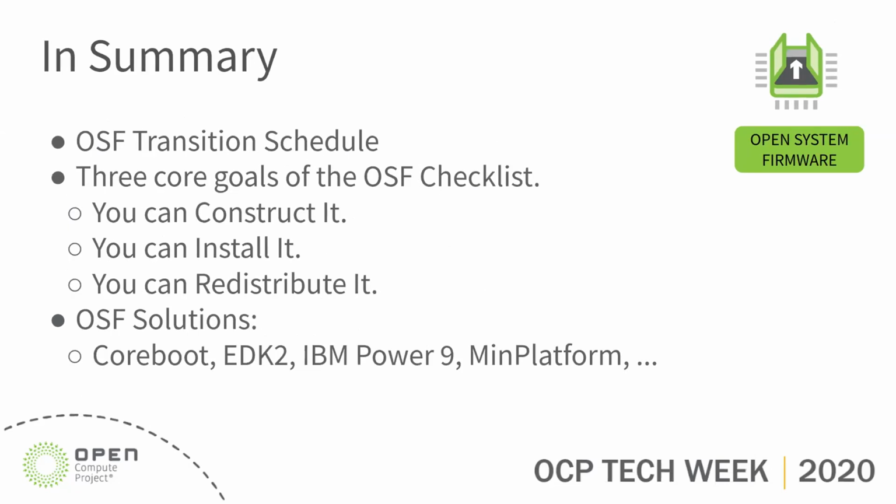So in summary, before I hand off to Ron, the current OSF transition schedule targets March 2021 for being required for OCP acceptance. The three main goals of the OSF checklist are that you can construct the firmware, you can install the firmware, and you can redistribute it. If you don't read the entire checklist, I want these three things to be your main takeaway. And there are also a number of OSF compatible solutions that you could use today, such as Coreboot, EDK2, IBM Power, in platform, they all have OSF solutions today.